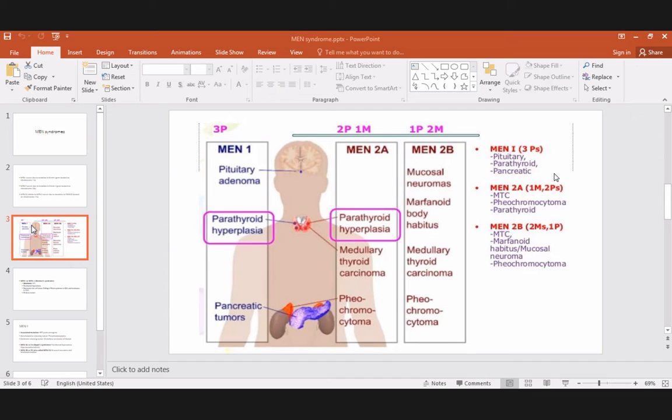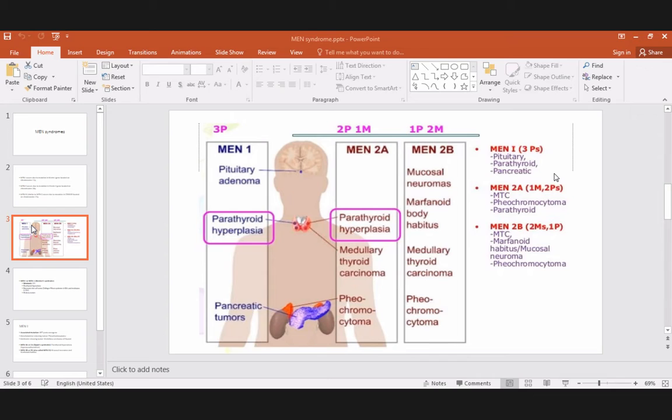These 3 Ps are the tumors of the pituitary gland, the pituitary adenoma, parathyroid hyperplasia, and pancreatic tumor. So 3 endocrine glands are affected in MEN 1 syndrome: pituitary gland, parathyroid gland, and the pancreatic glands. So we have pituitary adenomas, parathyroid tumors or parathyroid hyperplasias, and pancreatic tumors. This is called MEN 1 syndrome. A patient may present to you with features of parathyroid overactivity, symptoms because of the pancreatic tumors, or symptoms of the pituitary adenomas.